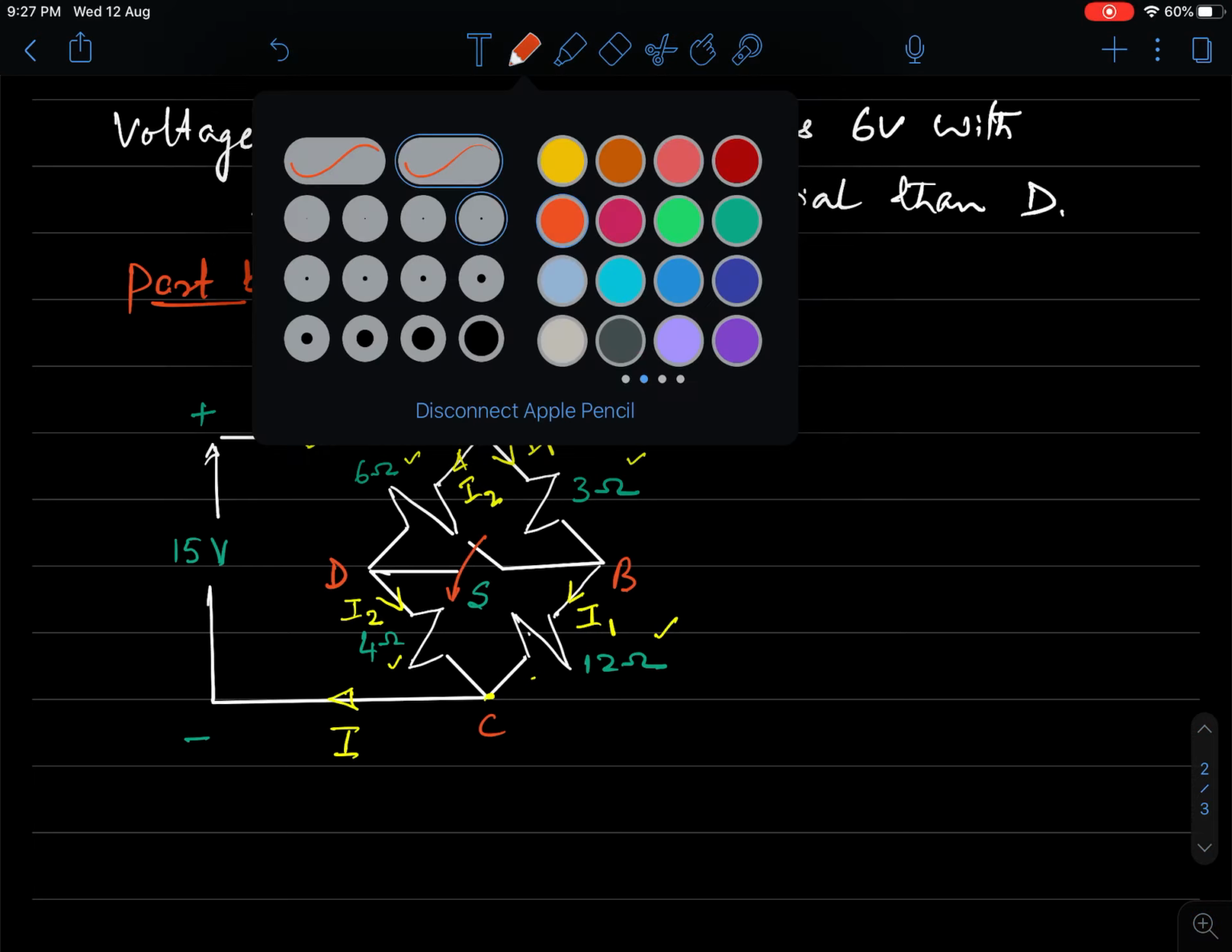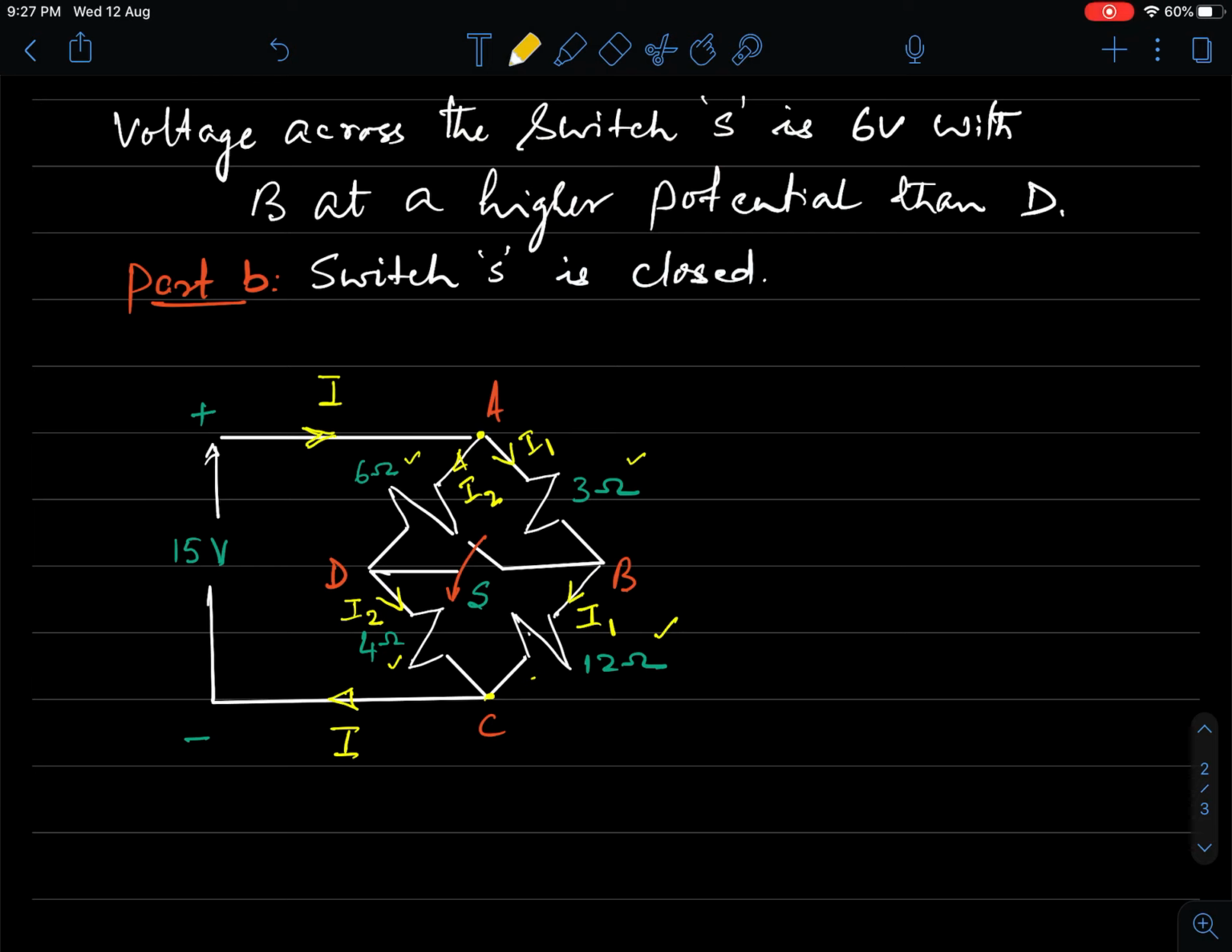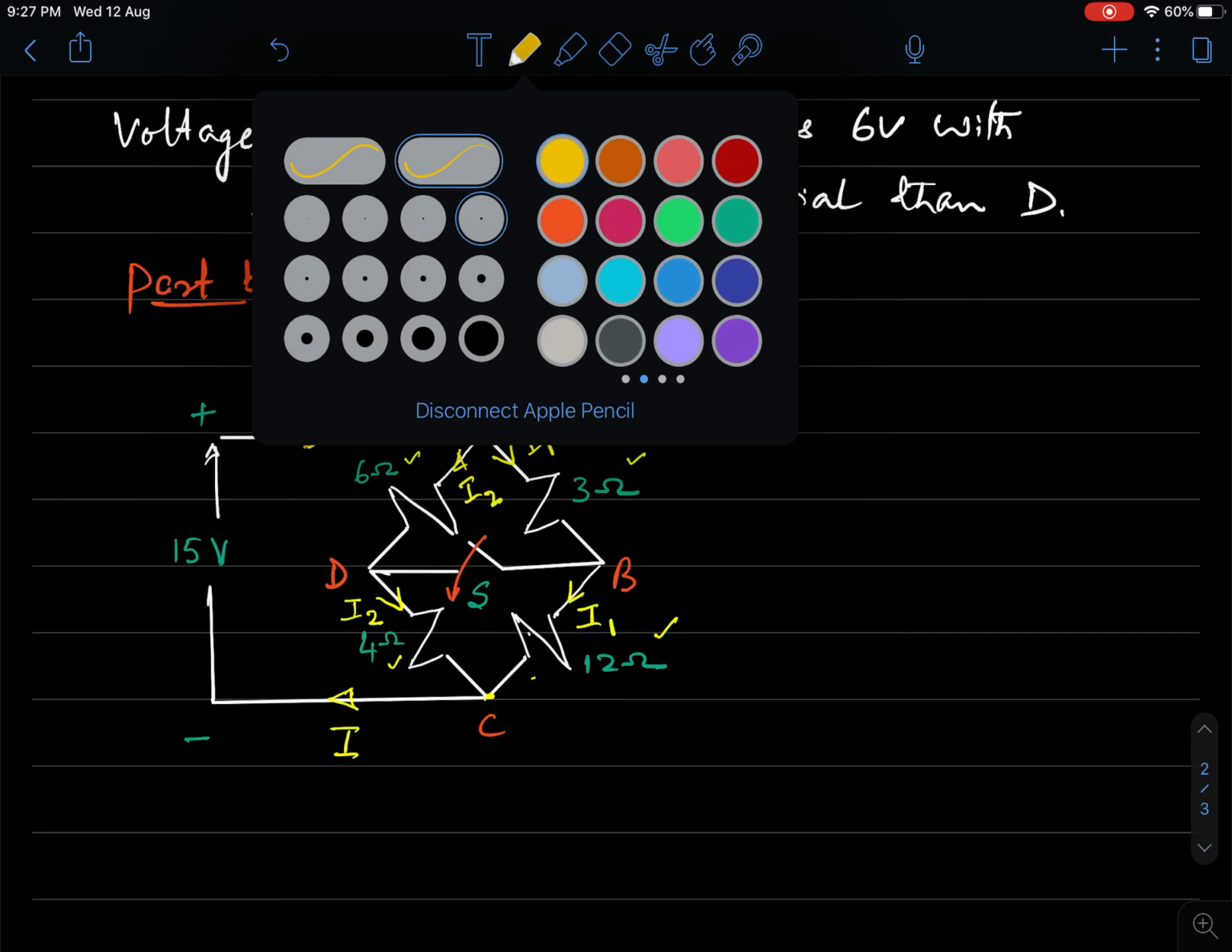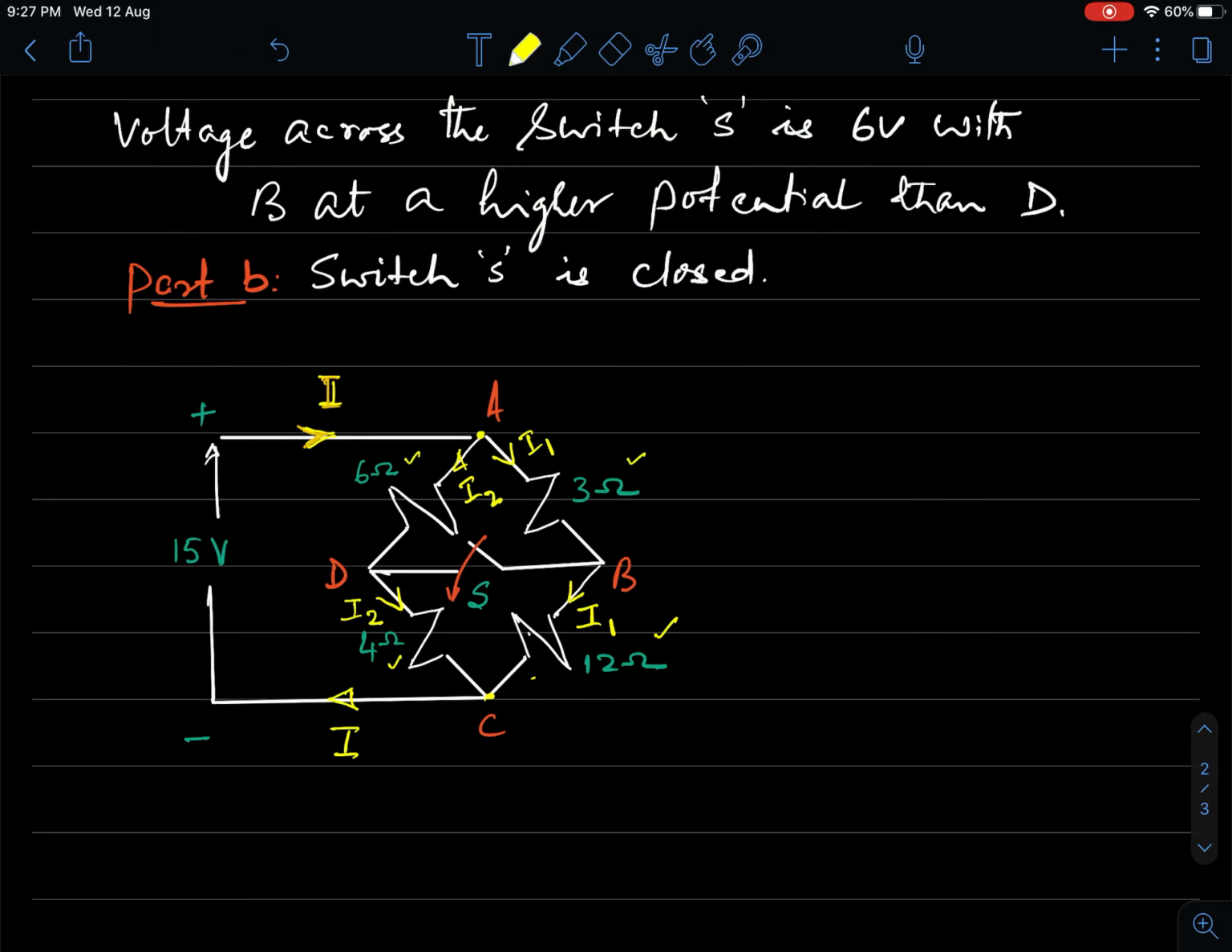Now my current would start from the positive terminal. I can afford to call this total current as I ampere. That is not a problem at all. I ampere will come to the point A. Let me call I1 current and I2 current. Now, when I1 and I2 respectively meet at B and D, to go back to C, they have an alternate path also. It can flow via the switch.